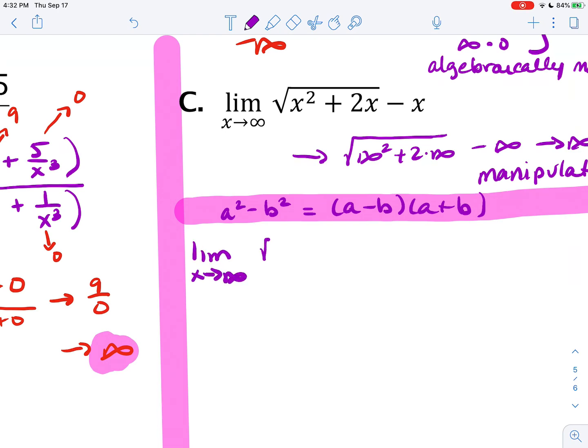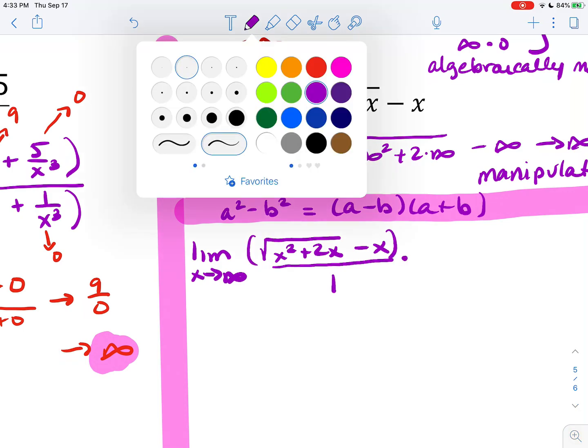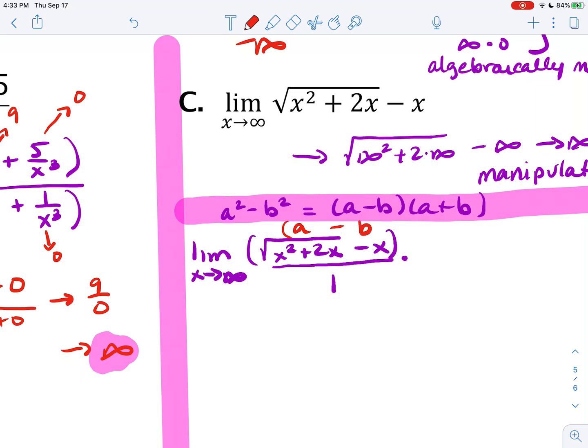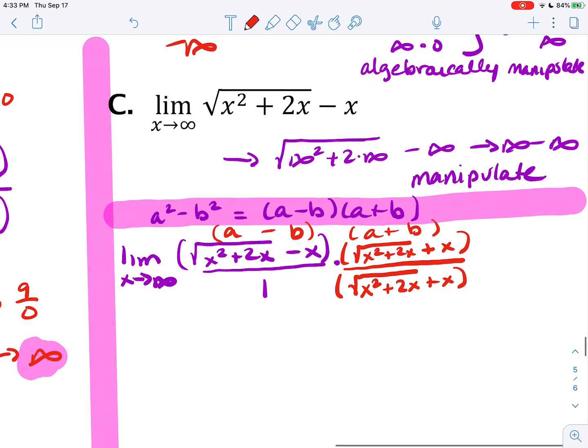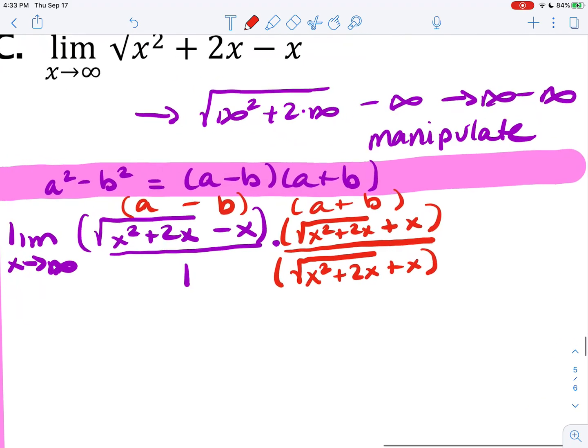So I'm going to start with the limit as x goes to infinity of the square root of x squared plus 2x minus x. And since I have the a minus b part, I'm going to multiply by the a plus b part. And so I'm going to multiply by the square root of x squared plus 2x plus x. And if I multiply by that, I must divide by that because I can only multiply by 1 without changing the value of the limit. Because remember, the limit of a constant times a function is the constant times the limit of the function. And if I just multiply by any random number, it's going to change the value of the limit, and I want my limit.